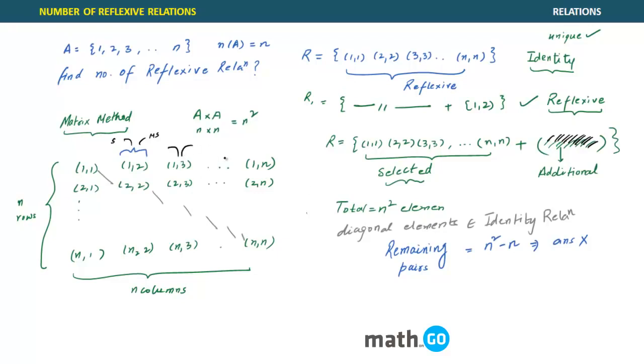It could be selected, it could not be selected. So again, every element has how many options? 2 options. And how many numbers are there? So what will be the answer? Yes, the answer will be 2 raised to the power n squared minus n. This is the answer. So these are the total number of reflexive relations that can be drawn on a set A having n elements. I hope this is clear.